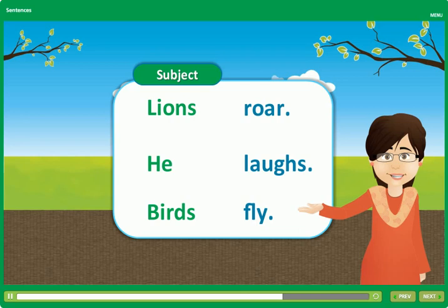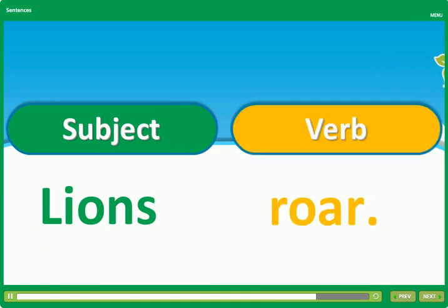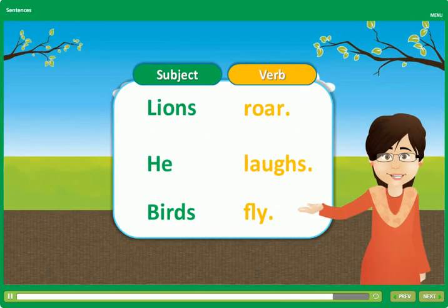The second part of the sentence tells us what the subject does. It's an action word or a verb. What do the lions do? Roar. What does he do? He laughs. What do birds do? Birds fly.